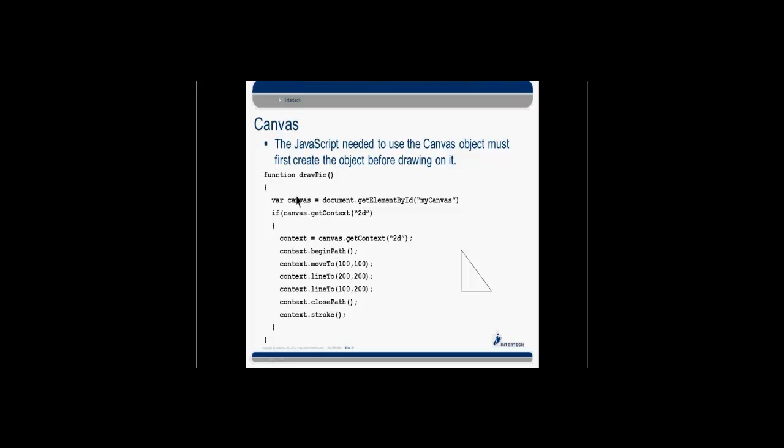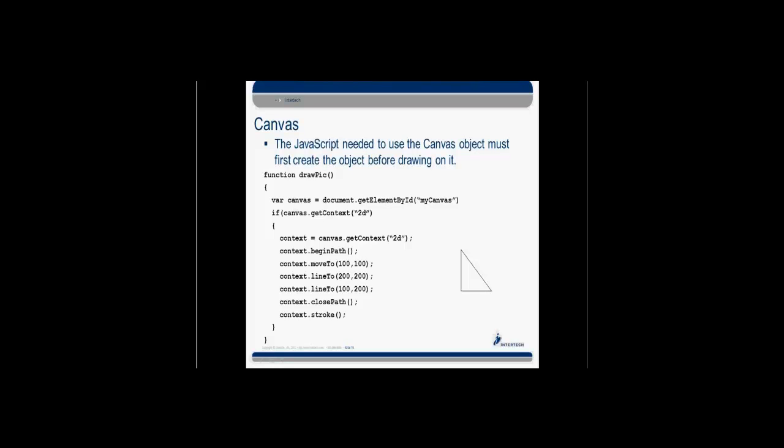This is some JavaScript that is called DrawPick, and maybe you could put a button on the form and just run this JavaScript when they click the button. You can see the very first thing we're doing here is getElementById, myCanvas. So wherever the canvas object happens to be, we got a handle to it with this little variable.